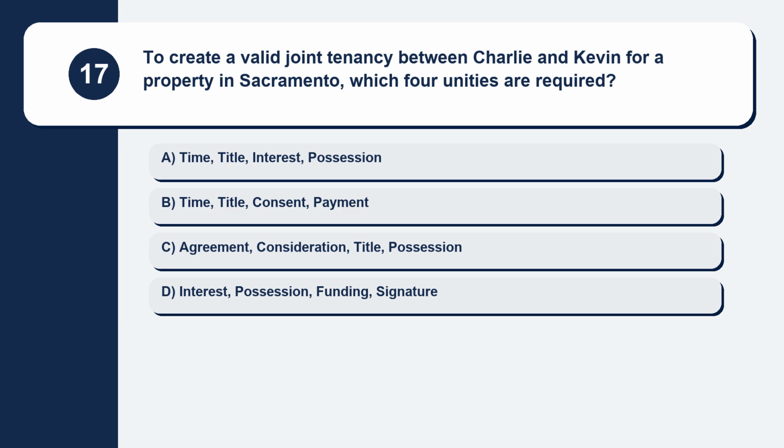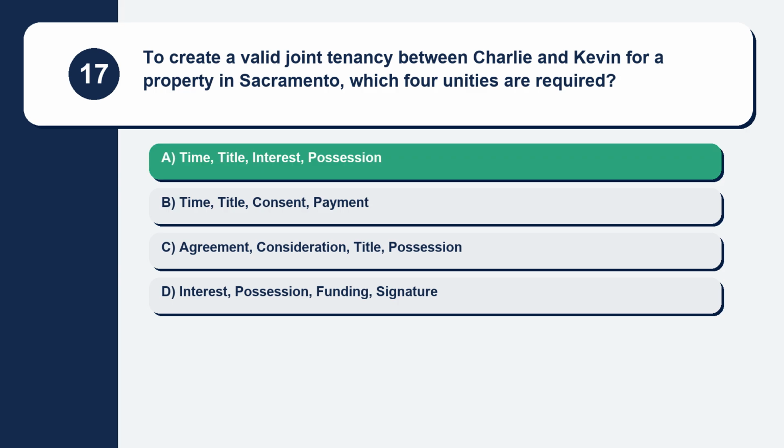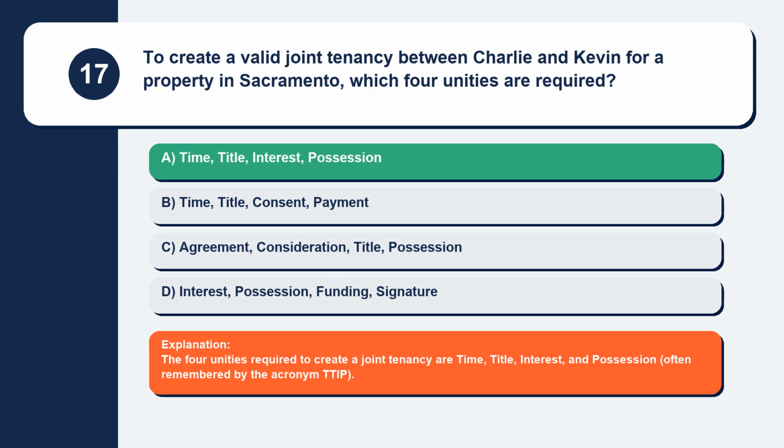Question 17. To create a valid joint tenancy between Charlie and Kevin for a property in Sacramento, which 4 unities are required? Here are your options. Option A, time, title, interest, possession. Option B, time, title, consent, payment. Option C, agreement, consideration, title, possession. Option D, interest, possession, funding, signature. The correct answer is option A, time, title, interest, possession. Explanation: the four unities required to create a joint tenancy are time, title, interest, and possession, often remembered by the acronym TTIP.